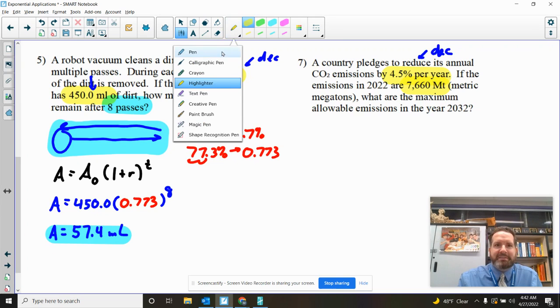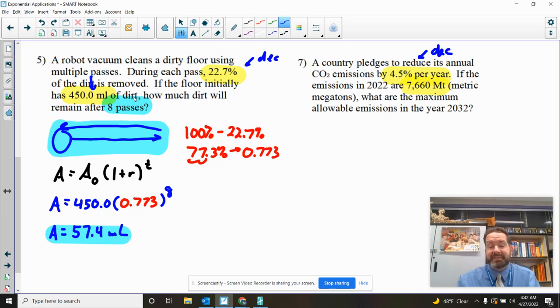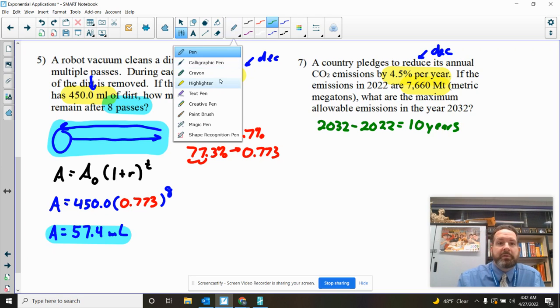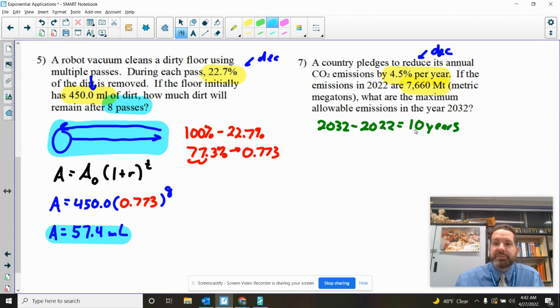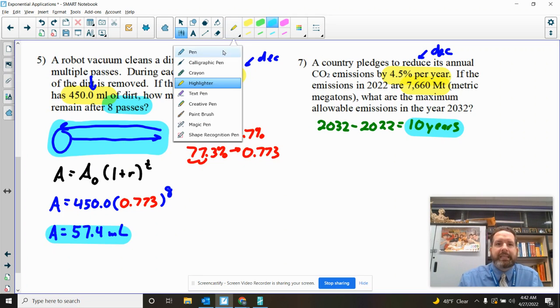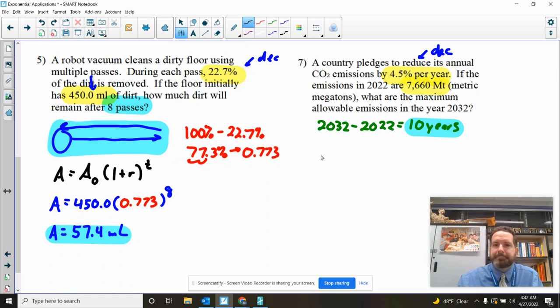We've got to do a little thinking this time. It didn't tell us exactly how many years had passed. We've got to think for ourselves. So from 2032 to 2022, how many years were there? Don't overthink it. It's a 10-year span. So the time we'll use is going to be that 10 years from start to end. So it took just that little bit of extra, but that wasn't so bad.